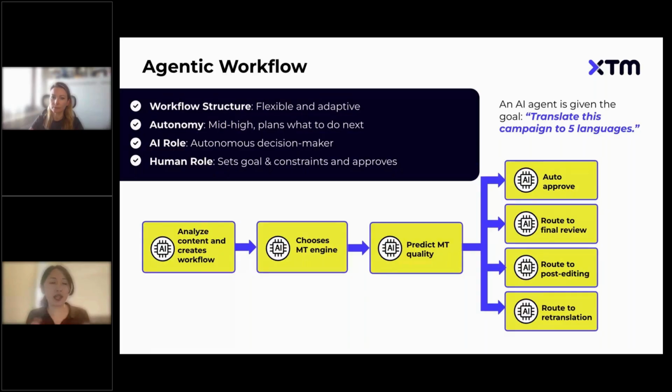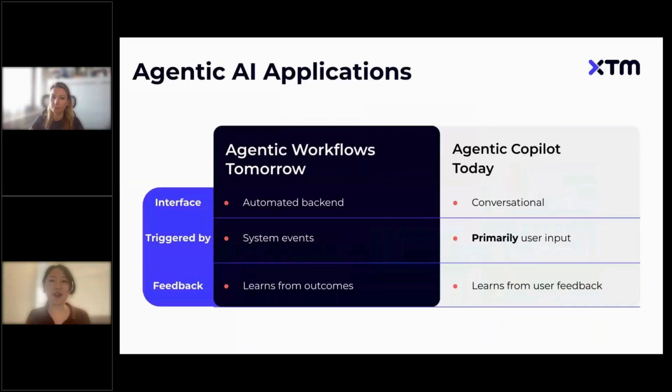So let's recap here about what we've learned so far about agentic workflows, right? They operate from the back end. They're triggered by system events or maybe schedules. They learn from past outcomes without needing to be reconfigured manually. But in order to get there, realistically, we're taking an intentional first step to introduce the Agentic AI Copilot instead.